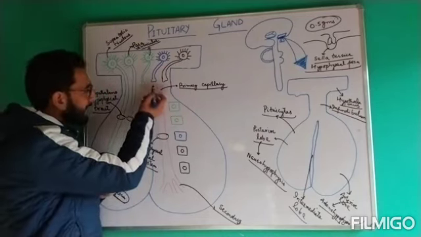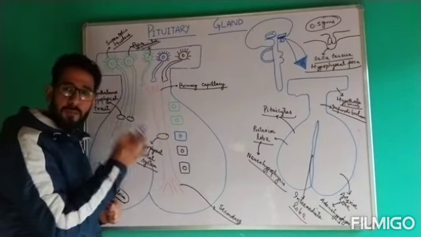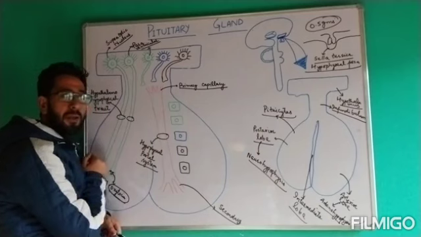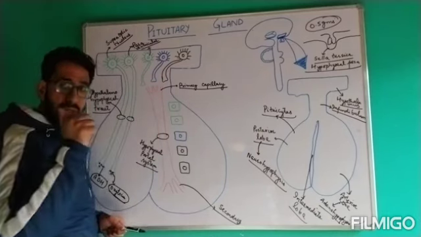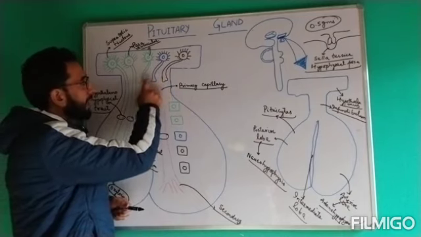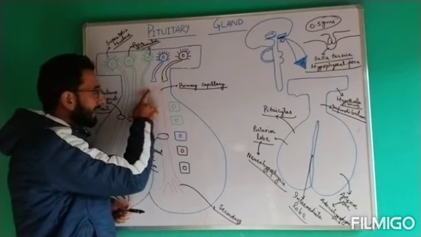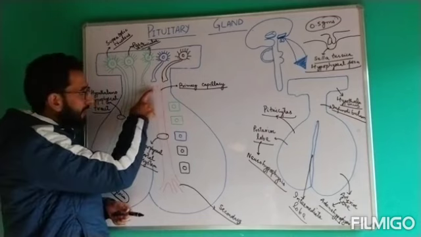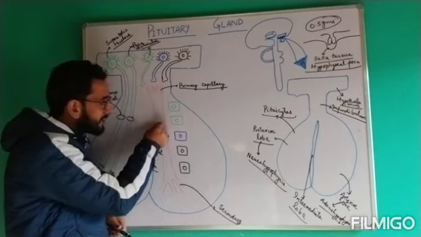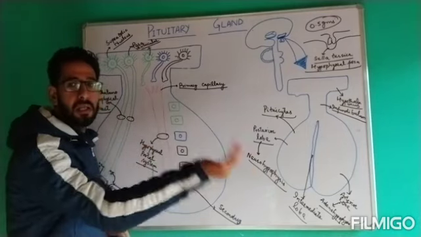Now, what is the need of this portal system right here? Why do we need one primary capillary here and a secondary capillary here, with a venule in between? The need is, when these hormones are released from these nuclei, they come into the circulation, right? We want these hormones to reach our anterior pituitary gland as quickly as possible, before they go into the general circulation.